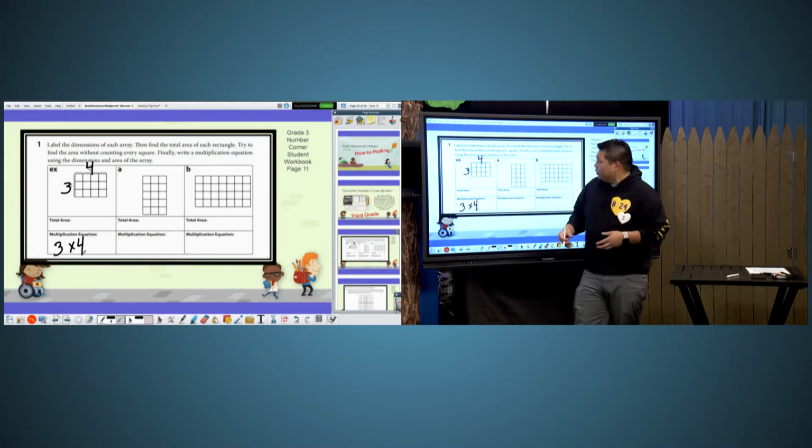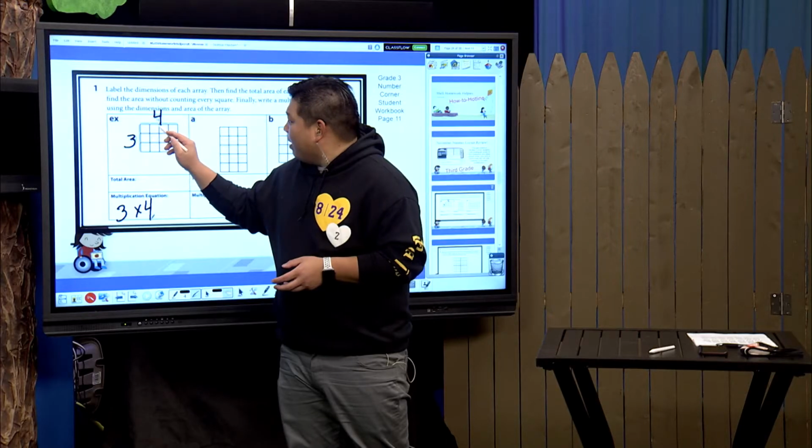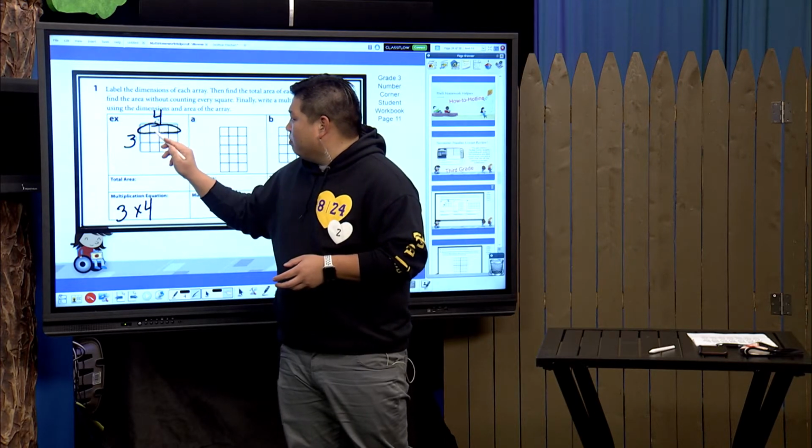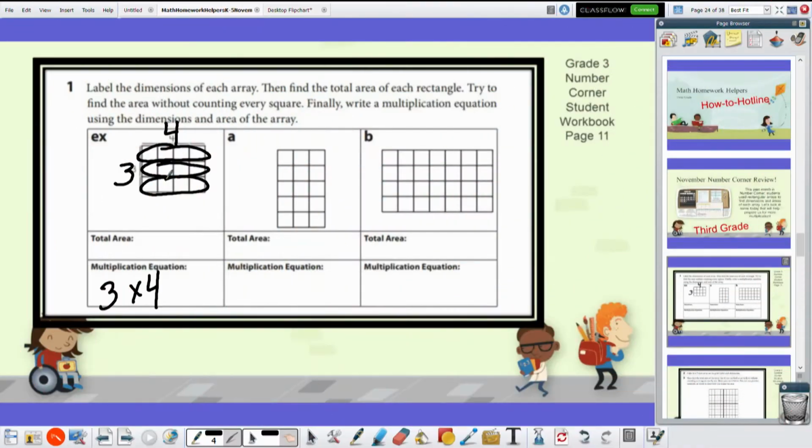That makes sense. So we can do it a couple different ways. If I want to say 3 groups of 4, I could show my 3 groups of 4. 1, 2, 3. So I know I have 4 here, 4 here, and 4 here, so I can add it. Or if I'm more comfortable with multiplication, I know that 3 times 4 is 12. And that's your total area.